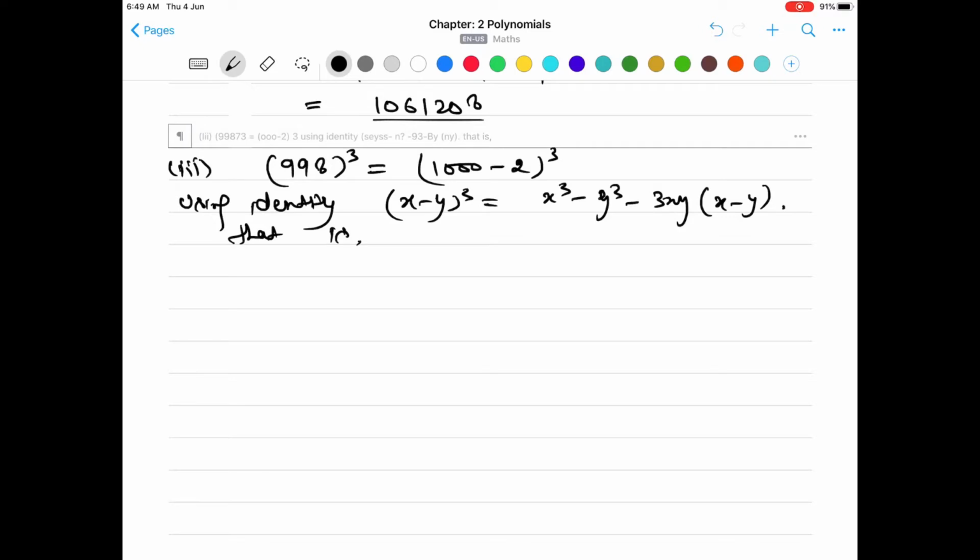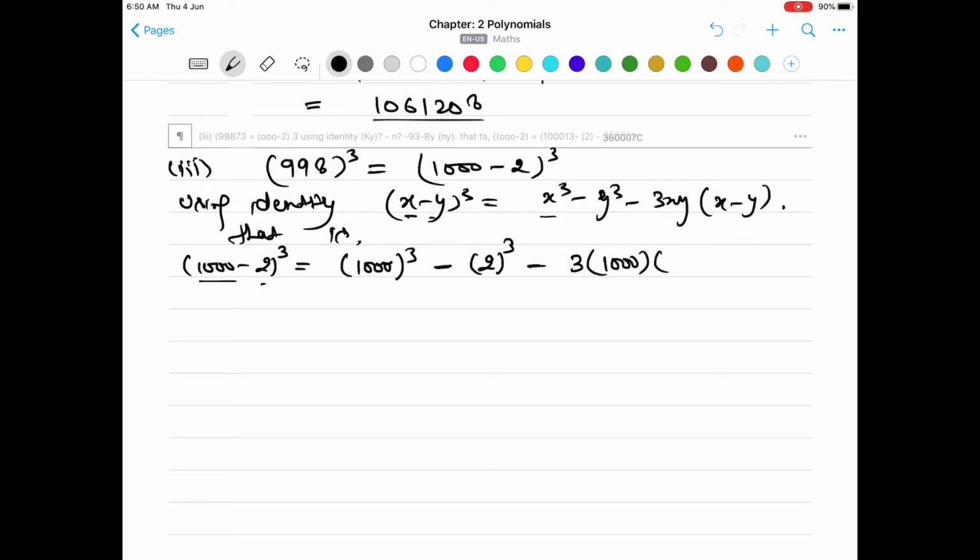You can do all these questions better only when you have remembered all the identities. Otherwise you won't be able to solve any question. So first and foremost, learn and remember all the identities. Now 1000 minus 2 whole cube will be, the x here is 1000, y is 2, so we have x cube, that means 1000 cube, then minus y cube, that means minus 2 cube, then minus 3 into x, x is 1000, y is 2, then x minus y means 1000 minus 2.